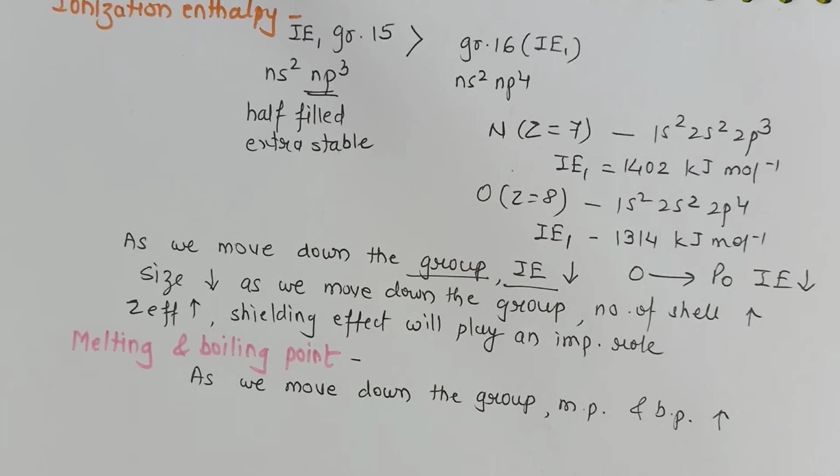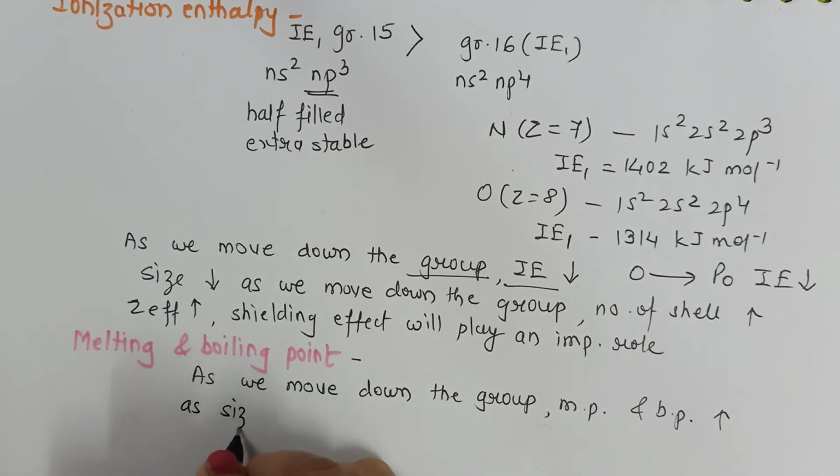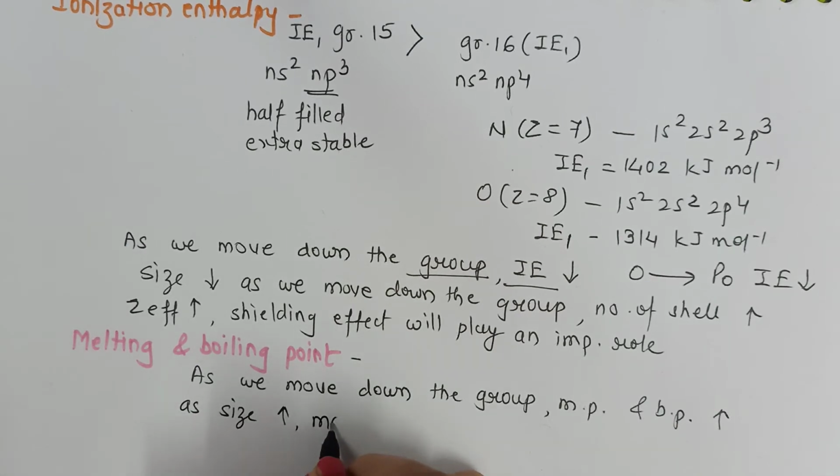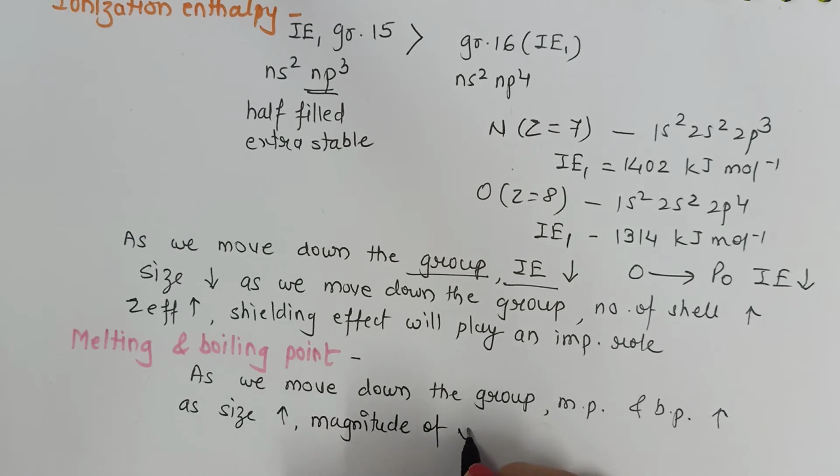The next property is melting and boiling point. As we move down the group, melting point and boiling point increases. It is because as the size increases, the magnitude of van der Waals forces also increases.